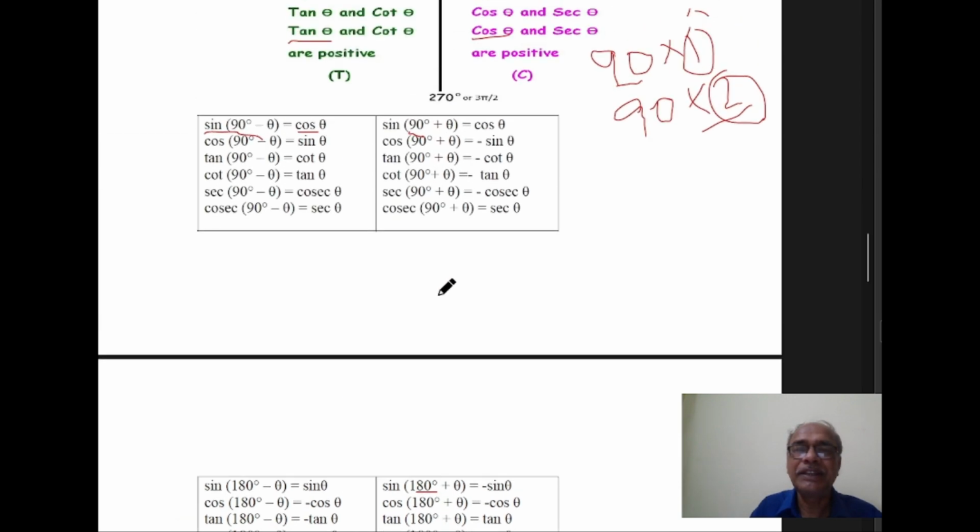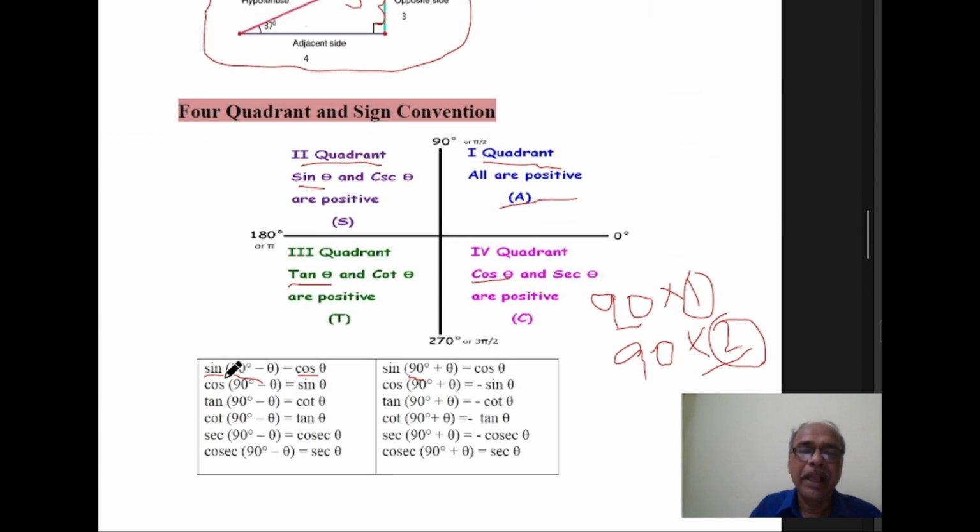And first you find the sign of the angle. Here you see, you take this angle 90 minus theta. 90 minus theta is the first quadrant. So you find the first quadrant. All are positive. So here all are positive, and it is the odd multiple. So it will be converted same as this. Here all are positive.